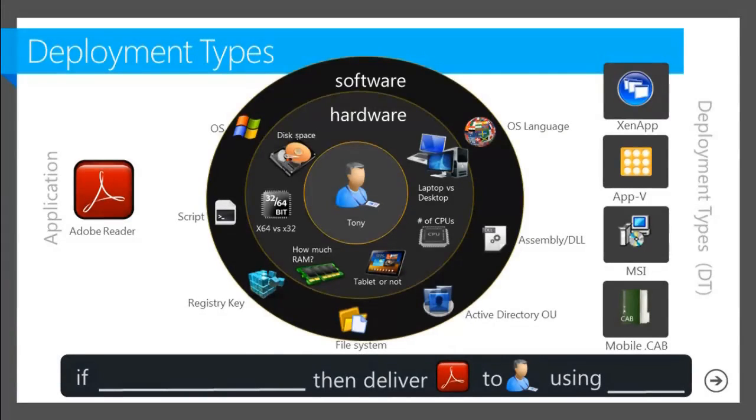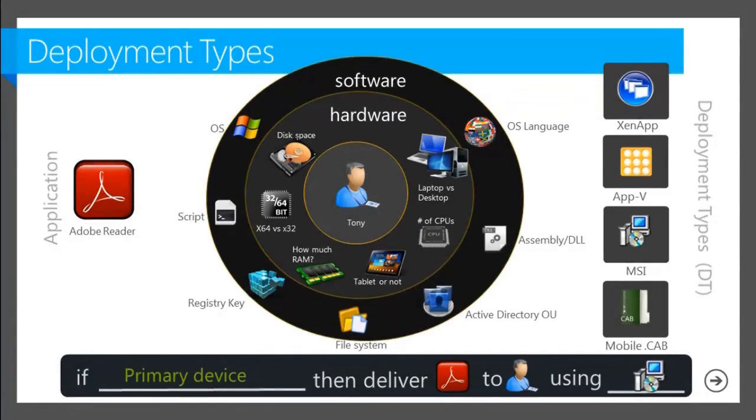So the admin can, for example, say, if Tony is coming from a secure corporate laptop that doesn't have a lot of RAM on it, then deliver Adobe using XenApp, because after all, it's a sort of a thin client model. It virtually consumes no resources on the client. Or you could say, if it's a secure corporate laptop, but there's a reasonable amount of disk space that's still free, maybe AppV is your best choice.